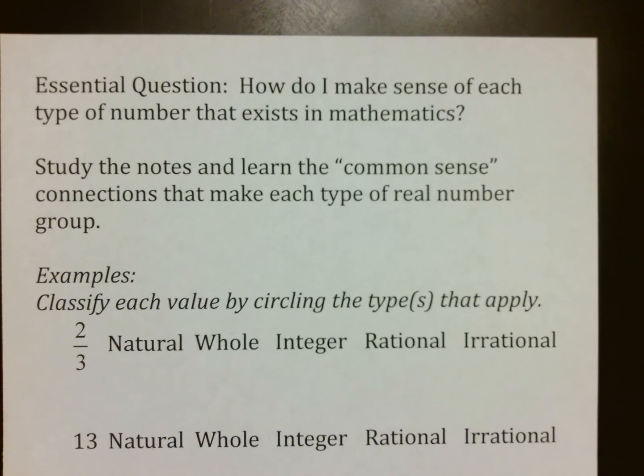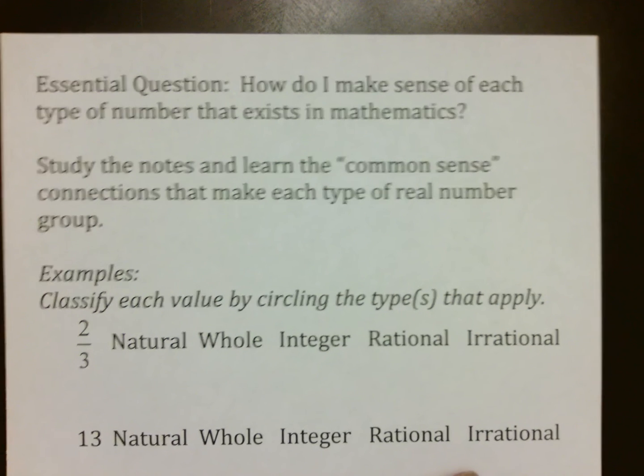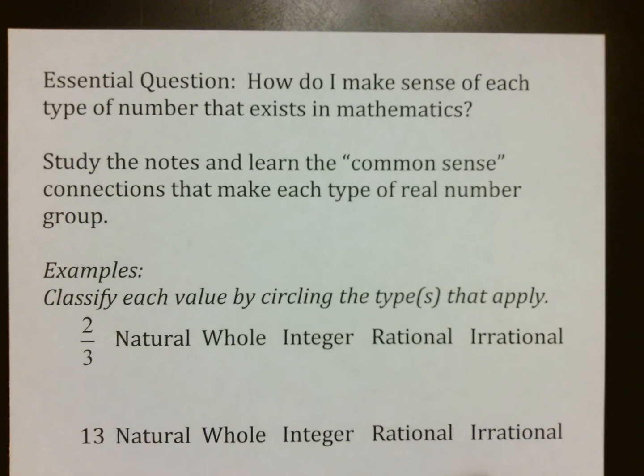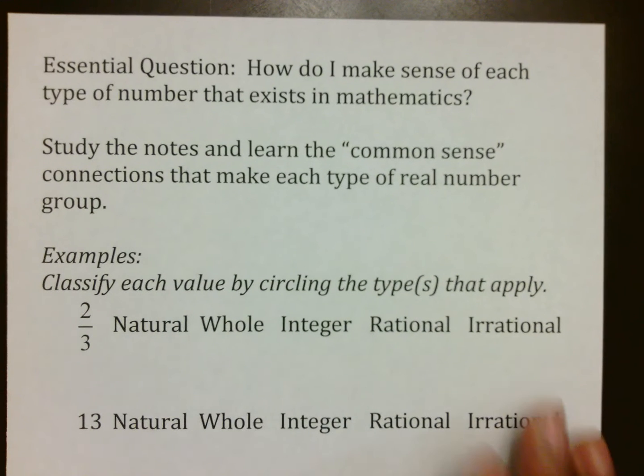Well, the easiest thing to do is study your notes like I recommend, 15-30 minutes a night, and learn the common sense connections that make each type of real number group, like I said about natural numbers, whole numbers, etc. After a while, you just get used to it. So your examples on the back say to classify each value by circling the types that apply.